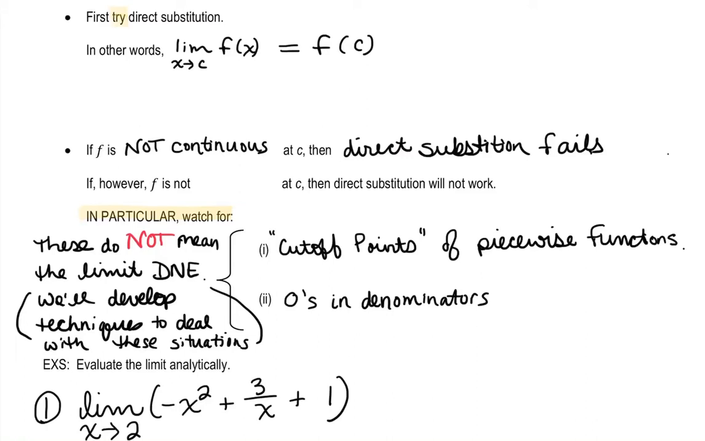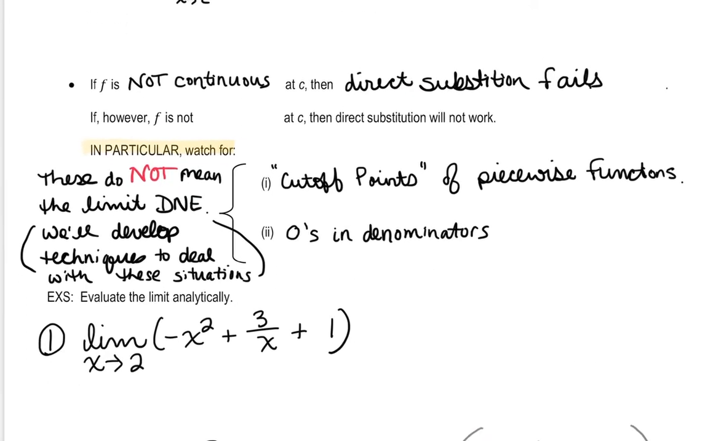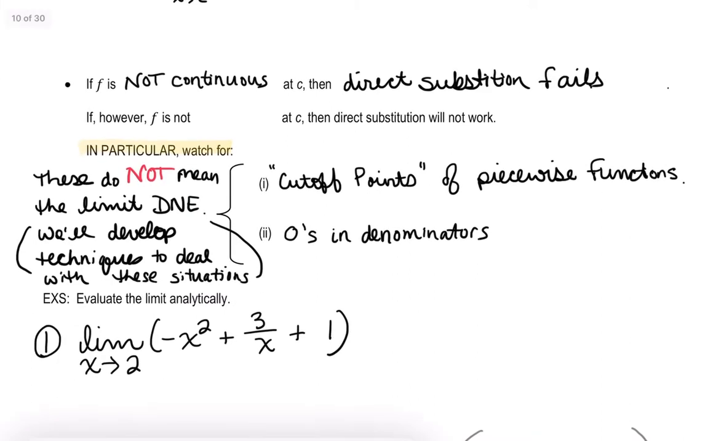Limit as x approaches 2 of negative x squared plus 3 over x plus 1. So direct substitution here is the way to go. I only see one, that middle term is a little rational function, that 3 over x. And so x equals 0 is not in the domain, but this is the limit as x approaches 2. So I get to just do my good old direct substitution. So negative, and then 2 squared plus my 3 over 2, and then plus 1.